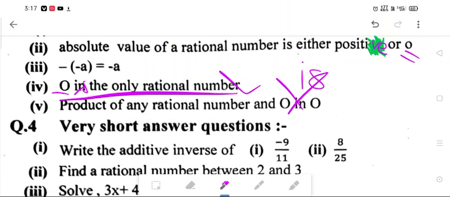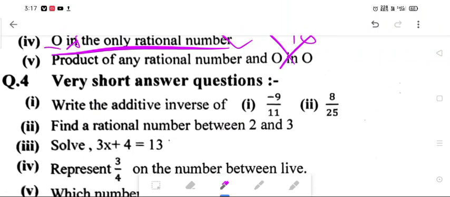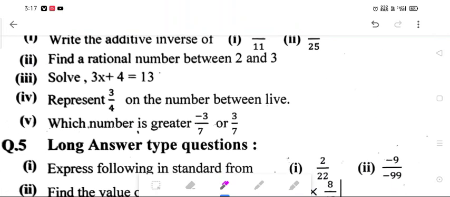The next is very short answer type question. Write the additive inverse of the following. Okay. The next is find the rational number between 2 and 3. The next is solve 4x plus 3 is equal to 13. This is the linear equation and you have to find out the value of x. The next is represent 3 by 4 on the number line.